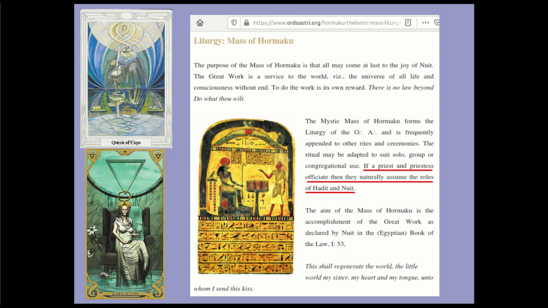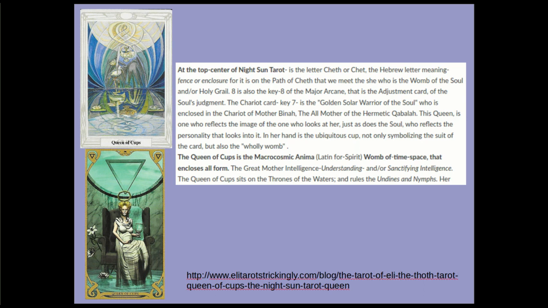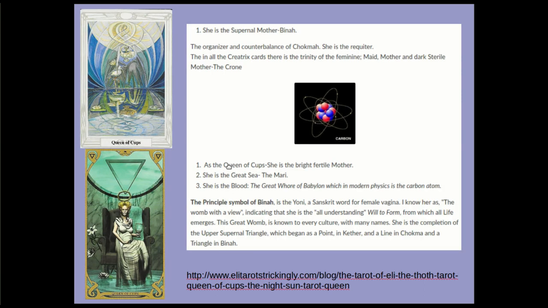Now let's go back and we'll see this interesting connection, not just made by me, but by our astrologer here. Who is the Queen of Cups? She is the supernatural Mother Bina, the organizer and counterbalance of Chokmah. She is the requiter, the one who does payback, I guess. I'm going to skip some of this here. As the Queen of Cups, she is the bright, fertile mother. She is the great sea. She is the blood, the great whore of Babylon, which in modern physics is the carbon atom.